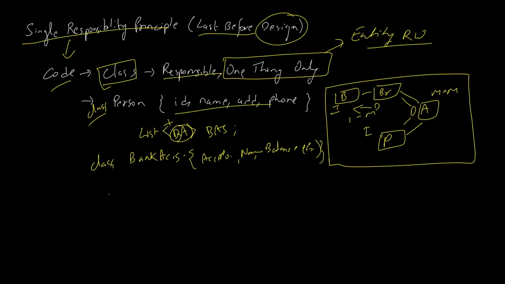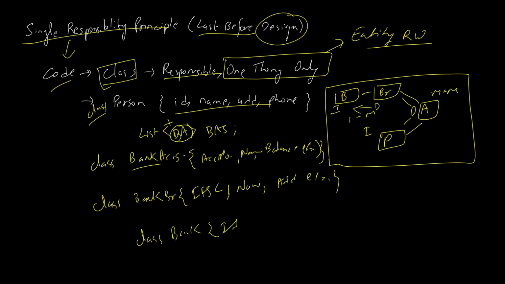Then, a bank account will be opened in a bank branch only, right? So let's say we have a bank branch where we will have an IFSC code, a name, an address, etc. And this will be connected to, again as we saw, a bank, which will have an ID, name, phone, details like that. This is needed for this, and this is needed for this.